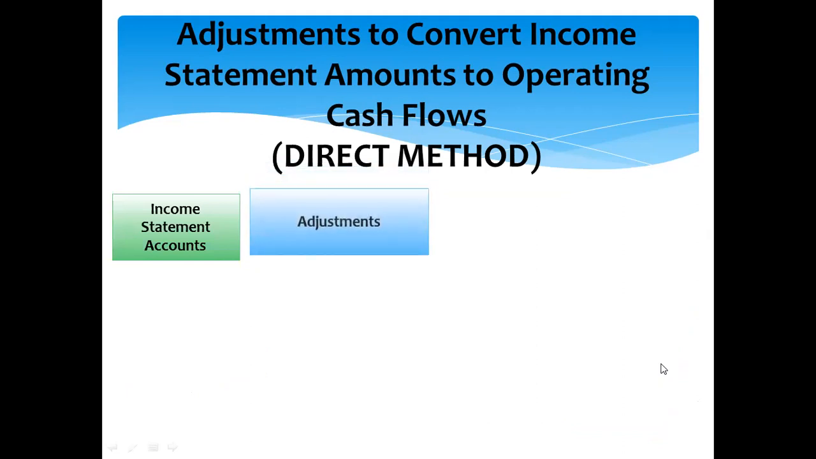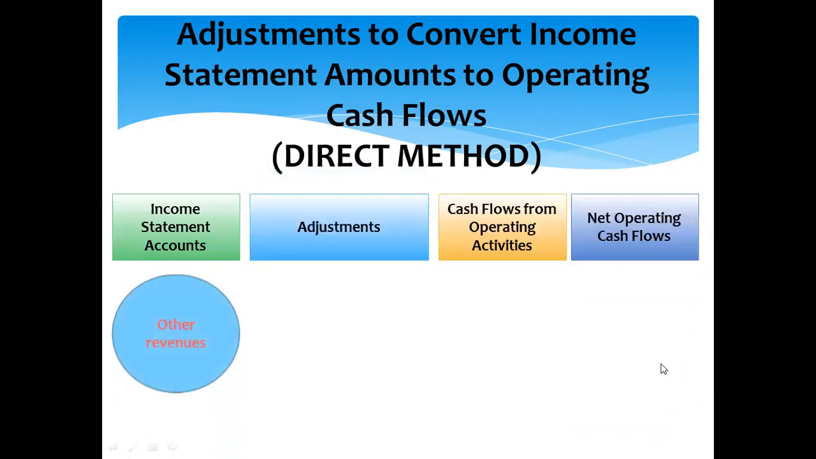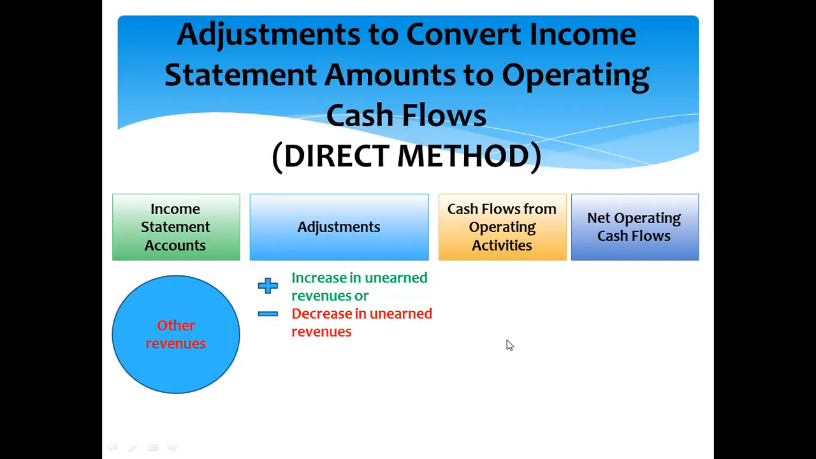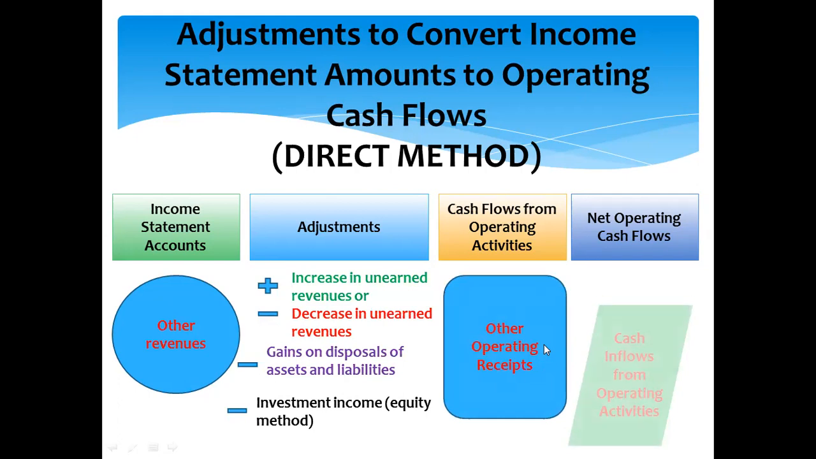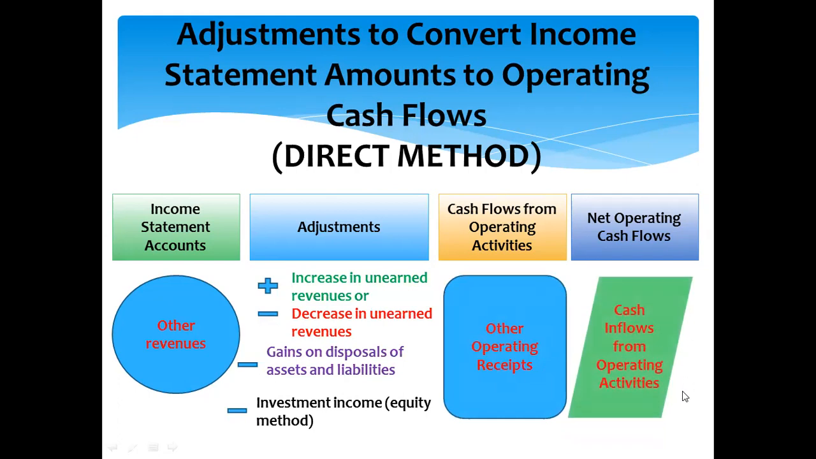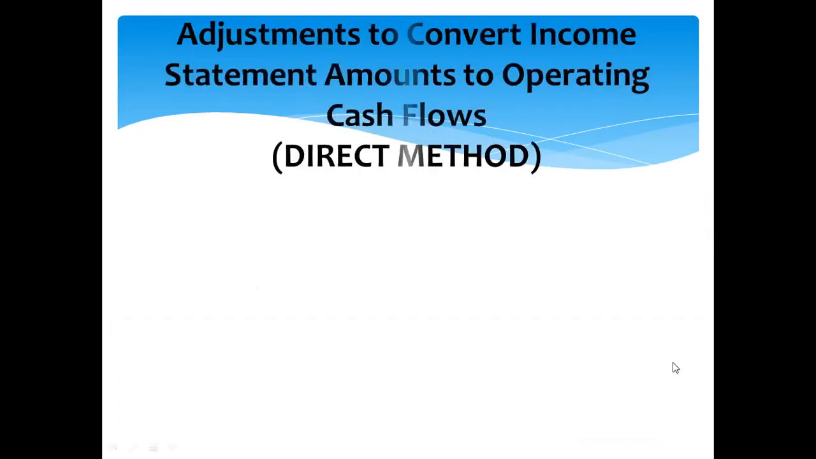Okay. So for other revenues, you add if there's an increase in unearned revenues, or you deduct if there's a decrease in unearned revenues. You deduct gains on disposals of assets and liabilities, and deduct investment income, that is, equity method. So that's other operating receipts and cash inflows from operating activities.